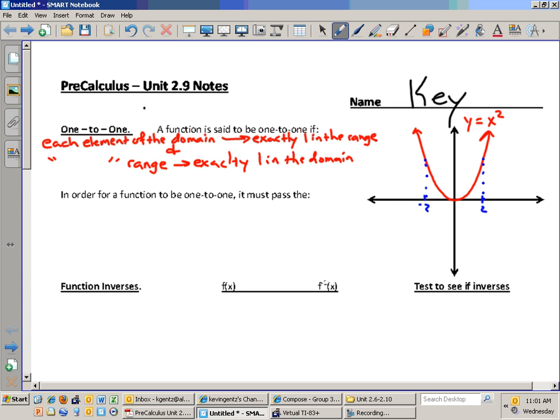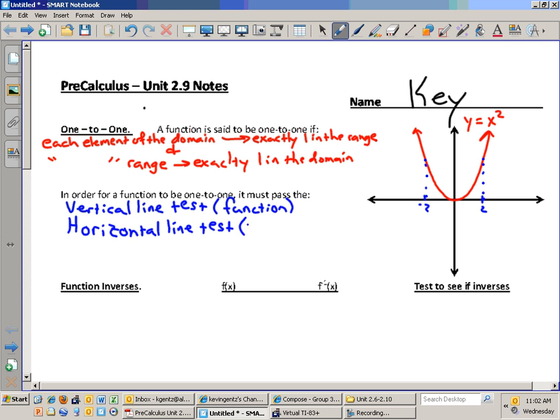In order for a function to be one-to-one, it must pass the vertical line test. That makes it a function. So it already says function. And it also must pass the horizontal line test. That would then make it one-to-one. And again, one-to-one just means that not only does every element in the domain go to exactly one in the range, but every one in the range goes to exactly one in the domain. So this one fails to be one-to-one.